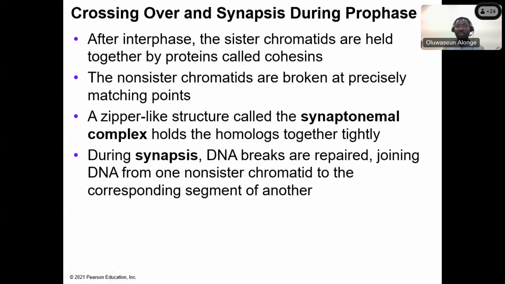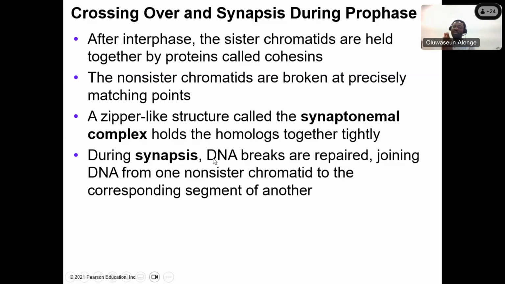Crossing over and synapsis during prophase 1, we just want to talk a little about it now. In prophase 1, after interphase, the sister chromatids are held together by a protein called cohesin, and the non-sister chromatids are broken at precisely matching points. A zipper-like structure called the synaptonemal complex holds the homologous chromosomes together.